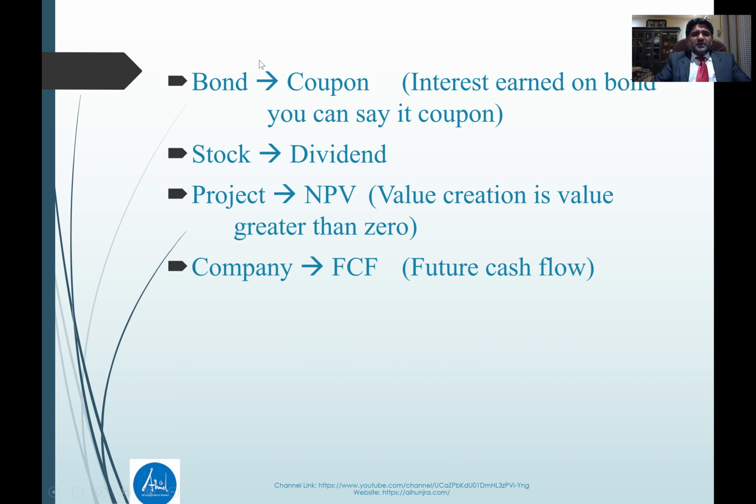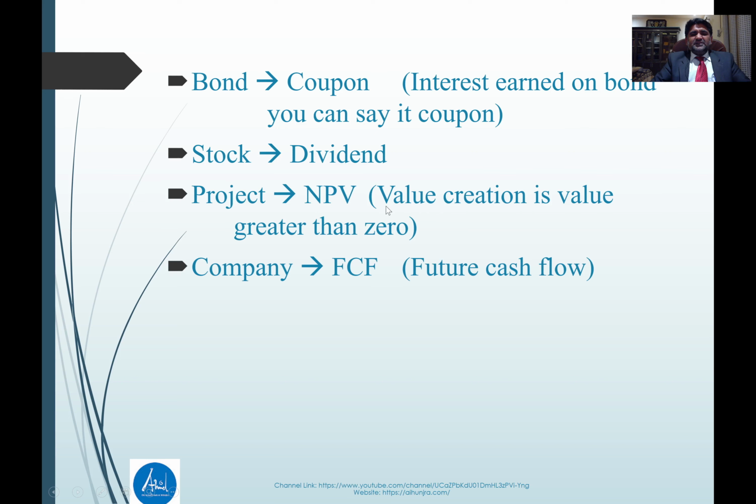When we talk about bond, there is a coupon. What is coupon? That is interest earned on the bond. You can say it's a coupon rate. While we talk about stock, the profit of the stockholder or shareholder is named dividend.